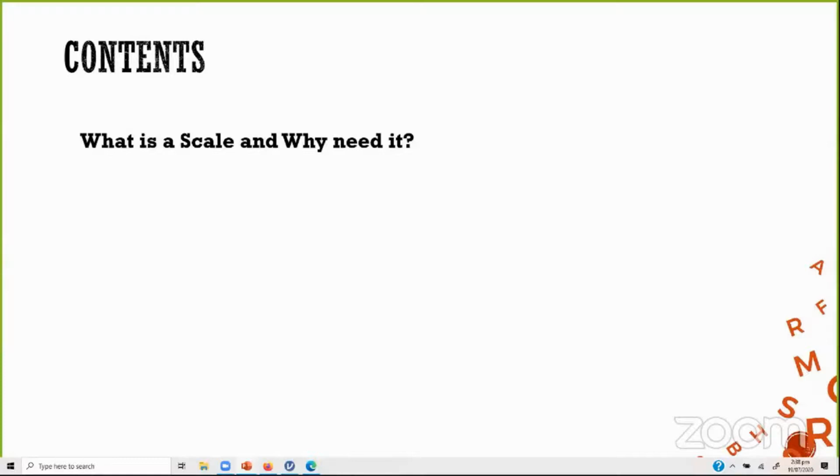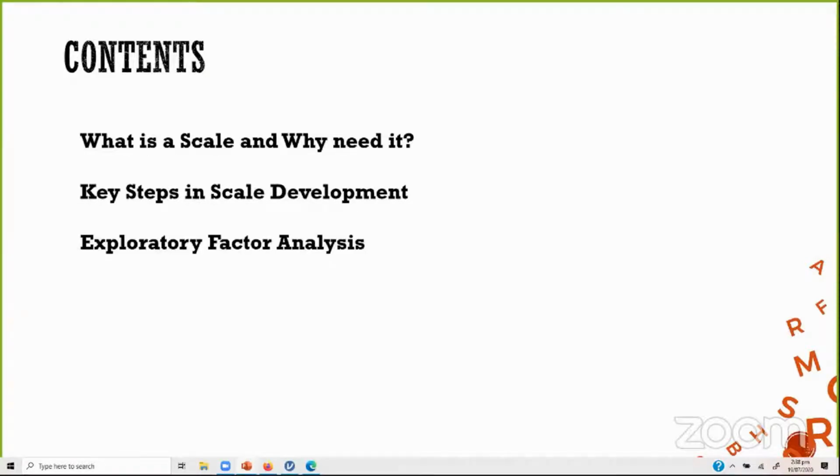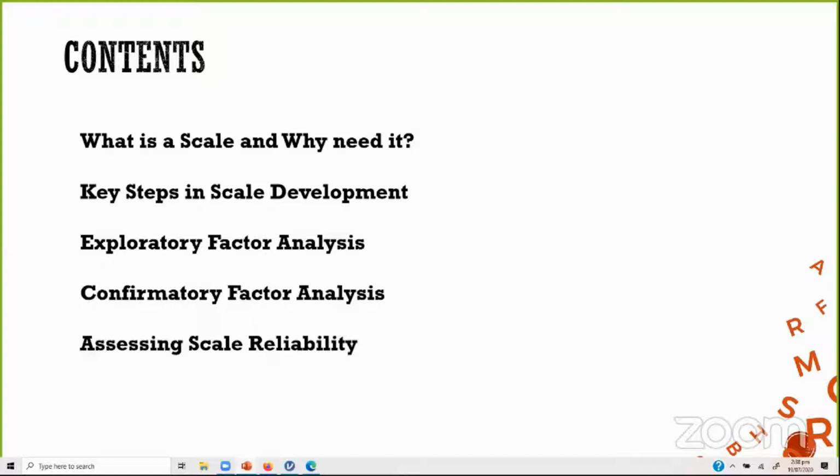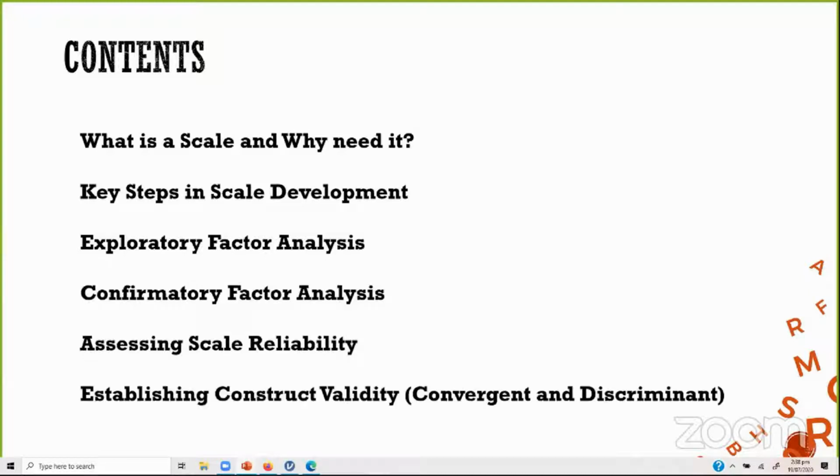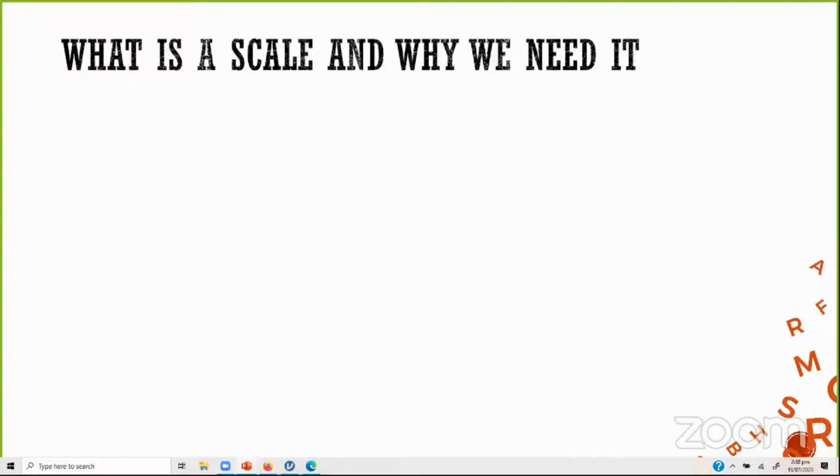So we'll start with what is scale and why we need it. What are the key steps in scale development? Followed by, once you've got through those steps, once you've got the data at hand, the next step is exploratory factor analysis, confirmatory factor analysis, followed by how do you assess the reliability and construct validity. So we'll be looking at what is a scale and why do we need it?